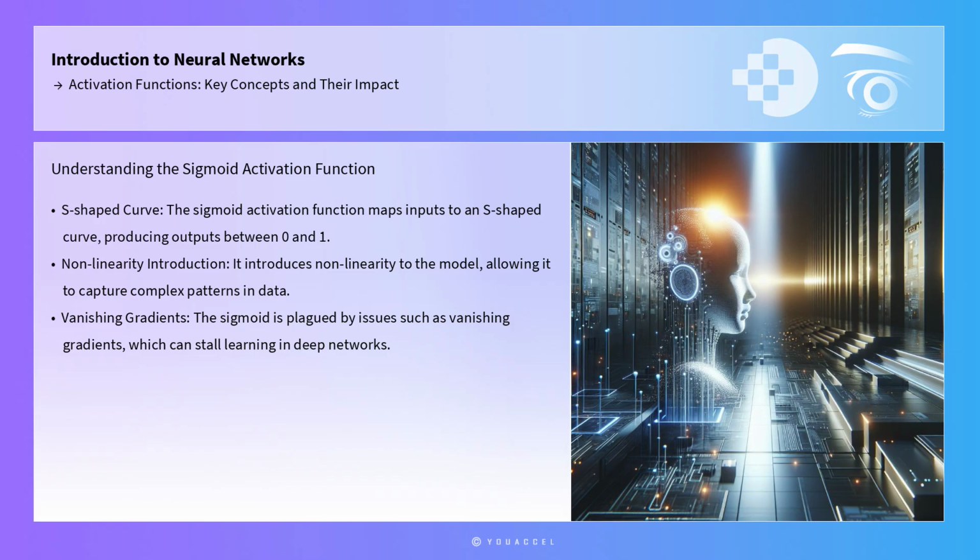A more sophisticated approach is the sigmoid activation function, which maps inputs to an S-shaped curve, producing outputs between 0 and 1. The sigmoid function introduces nonlinearity to the model, allowing it to capture complex patterns in data. However, it is plagued by issues such as vanishing gradients, where the gradients of the loss function approach 0 as they propagate backward through the network. This can stall learning, particularly in deep networks, making the sigmoid less favorable for extensive architectures.